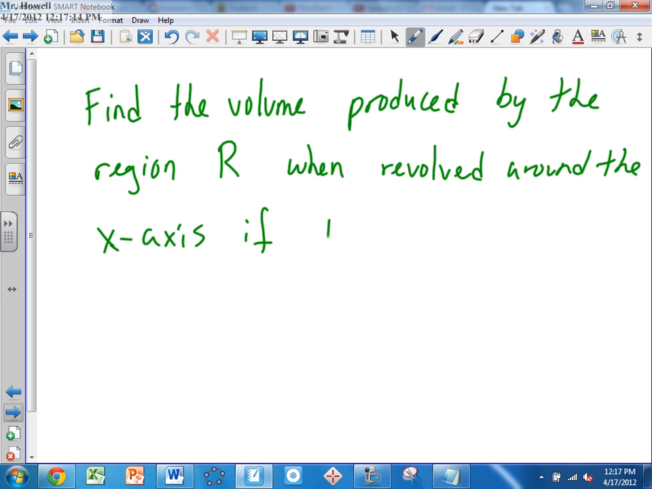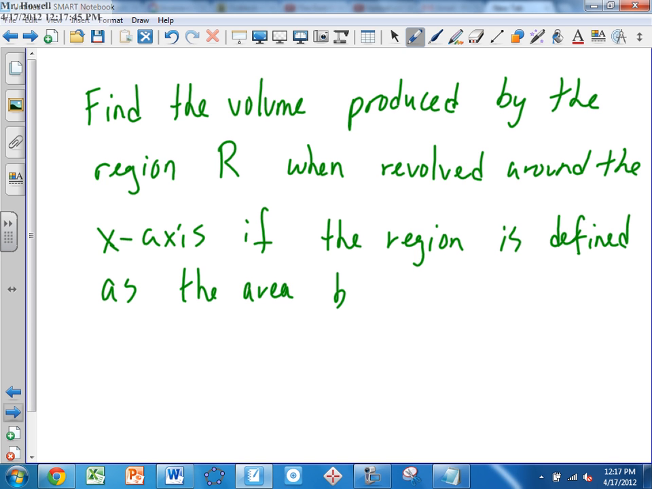if the region is defined as, let me get the right terminology. On the exam, they actually give you a shape. If the region R is defined as the area between the functions, now I want to make one that works pretty well.